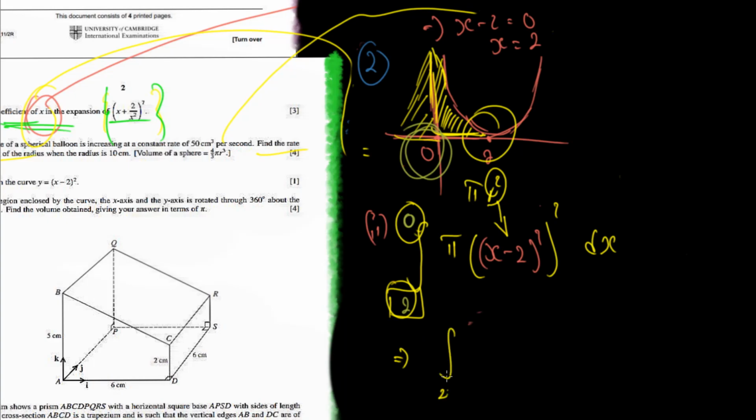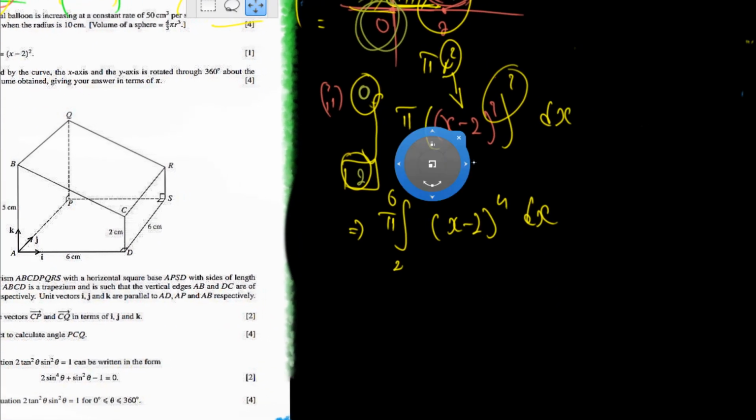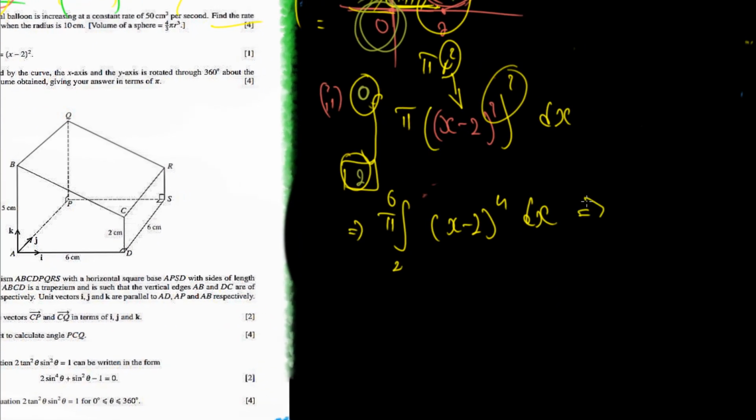So 2 to 0, we can factor pi out. 2 multiplied by 2 is 4. So x minus 2 raised to 4 dx. We have to use the chain rule over here. So if you know the chain rule, please go and revise your chain rule. That would be pi, 2 to 0. Again, simple technique for chain rule: integration of the outside divided by the derivative of the inside.